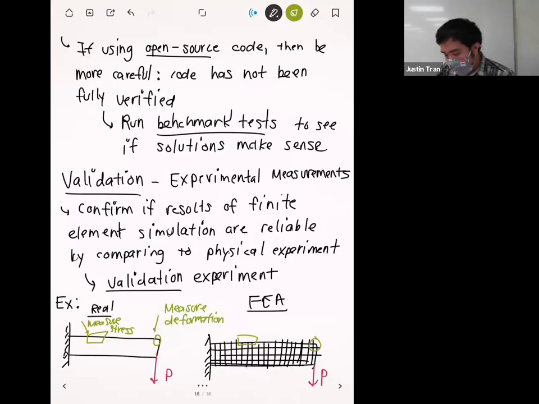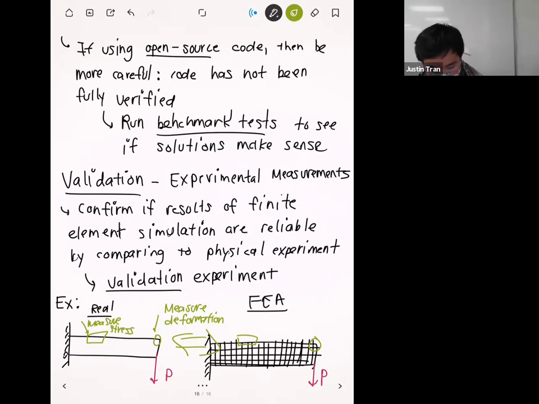Okay. And so ideally, if your code is well validated, or well constructed, then you should get the exact same things on both sides. You should get the same deformation at the tip, and the same value of stress on the top of the beam. And if you get the same results, then that's great. Then we say that your code is validated, and it represents the physical situation. But if not, then you're probably going to have to debug your code.